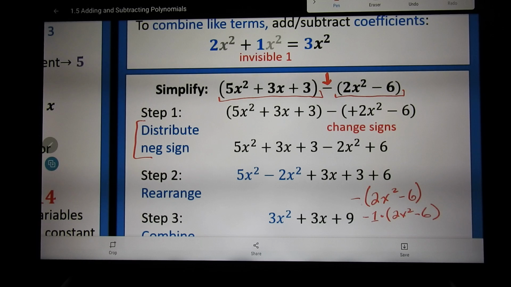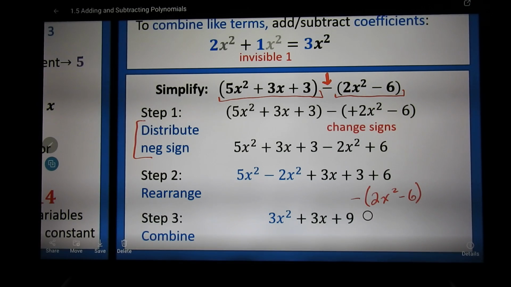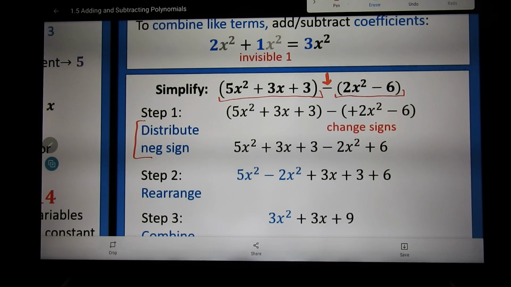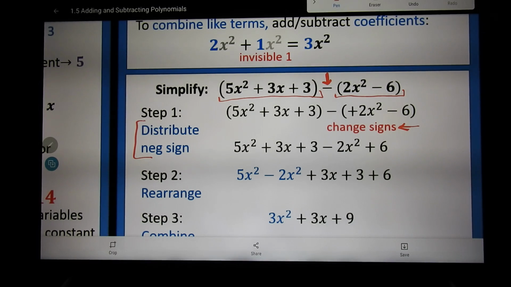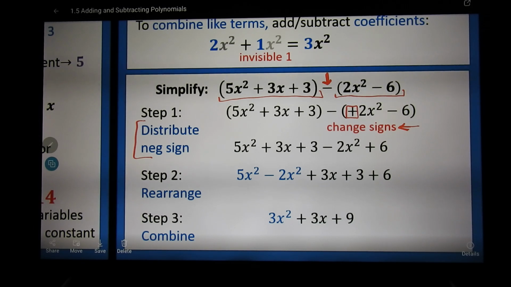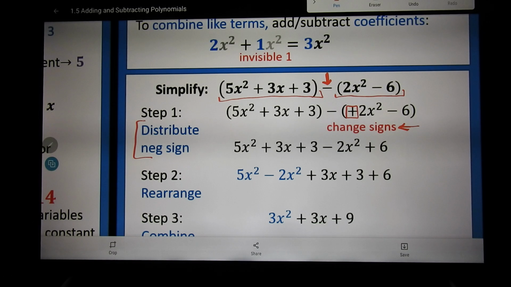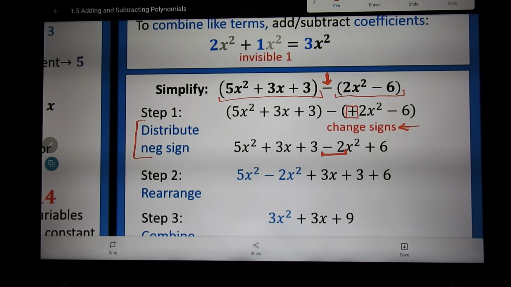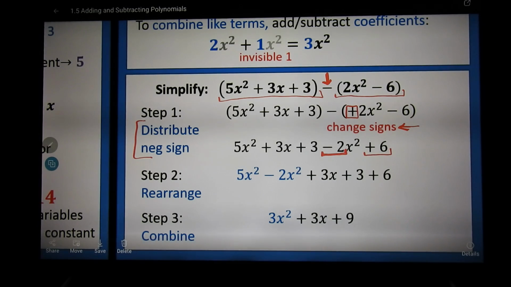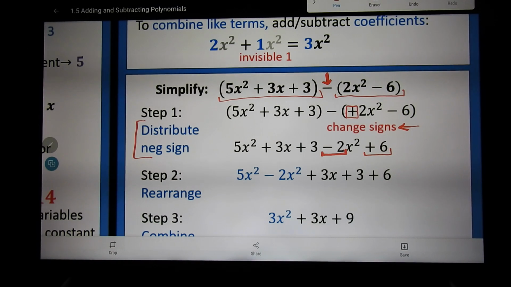This is the actual math you're doing when you distribute the negative: you are multiplying by a negative 1. Very simply, multiplying by a negative 1 changes the signs. Notice that in this 2x squared, I put a plus sign in. You don't need to do that, but I put it there to remind you that when there isn't a sign, it's a plus. So negative 1 times a positive 2 gives a negative 2, and negative 1 times a negative 6 gives a positive 6. The first step I did was distribute the negative and get rid of the parentheses.